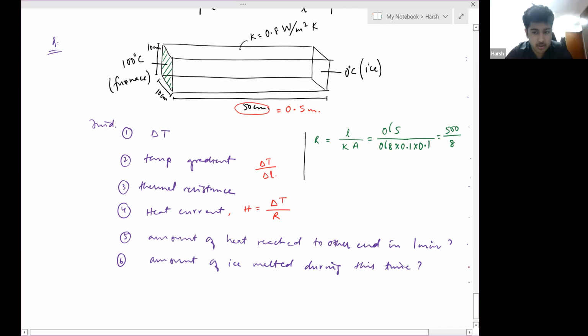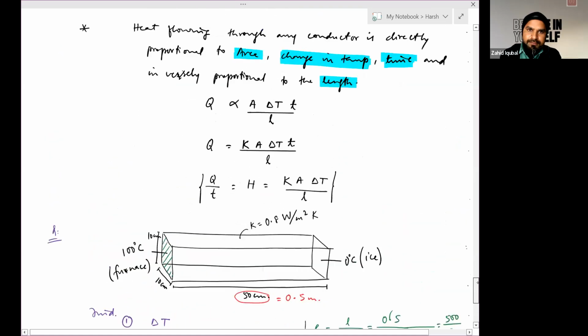So can you hear me? Yeah. No, sir, I'm just telling the formula. I thought I was disconnected. Okay, it's voltage by resistance, right?